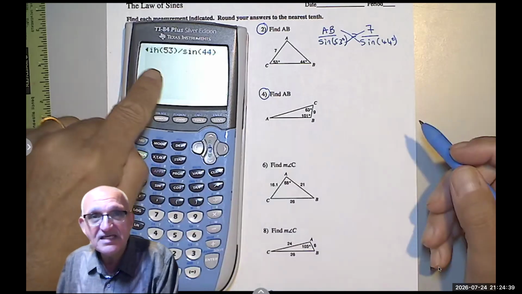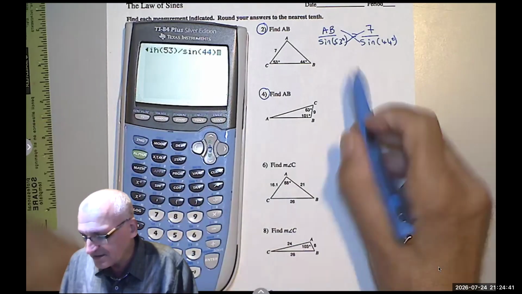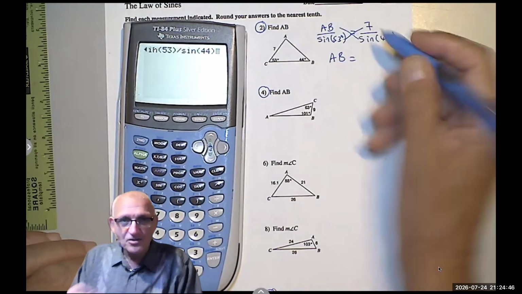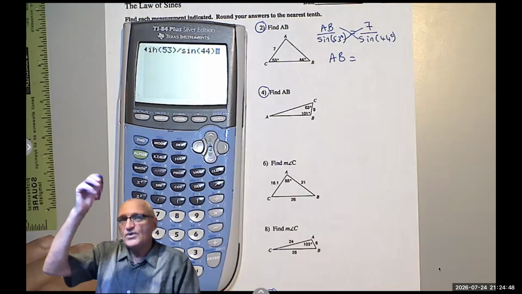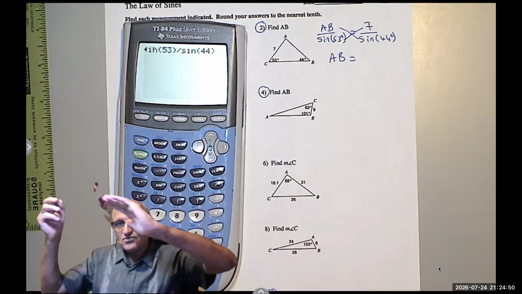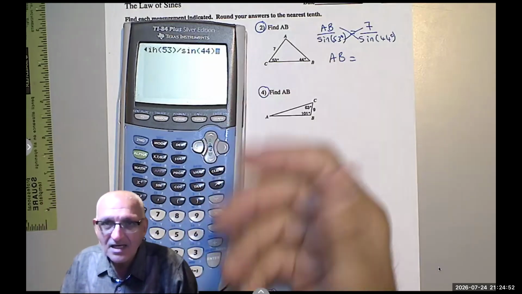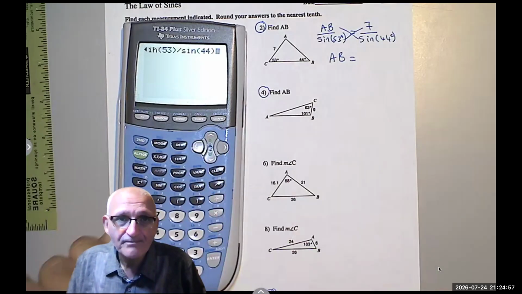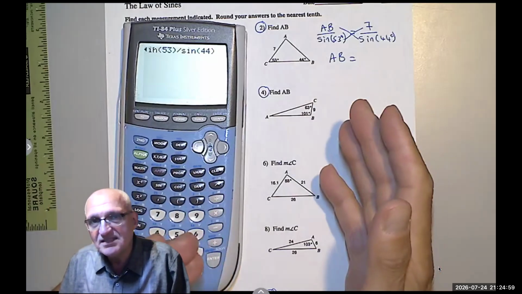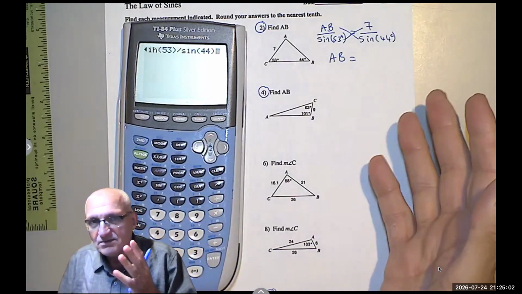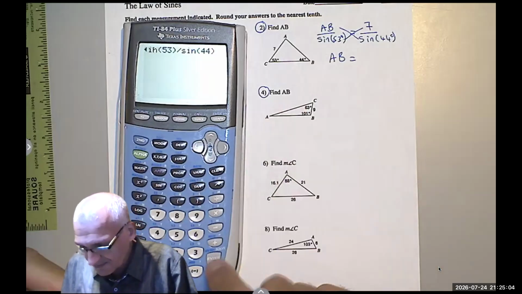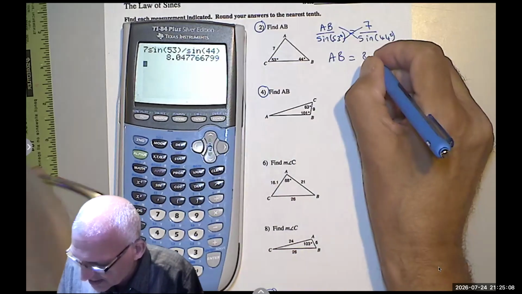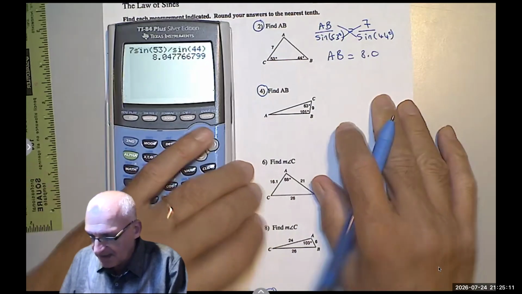Since sine 53 is greater than sine 44, I expect AB to be slightly greater than 7, right? The sine goes from 0 up to 1 when I reach 90 degrees. So it keeps increasing in the first quadrant. Again, why am I saying that? Because if you click the wrong button and you end up with a value that is smaller, you say, oh, I must have done something wrong. I got 8.05, nearest 10th, so 8.0. Let's do the next one.